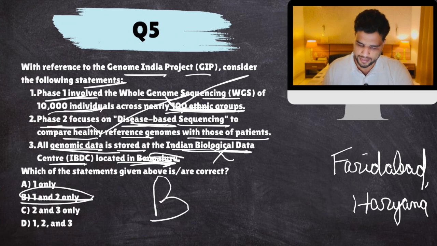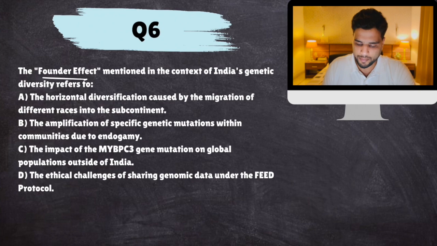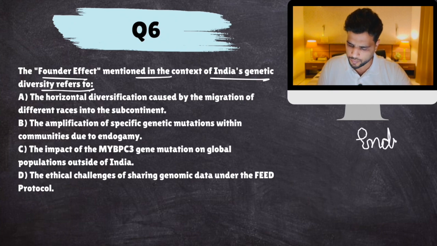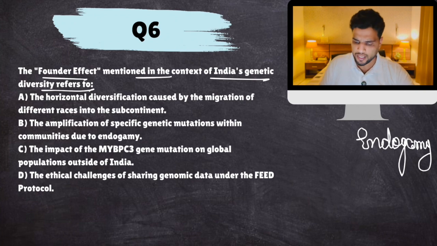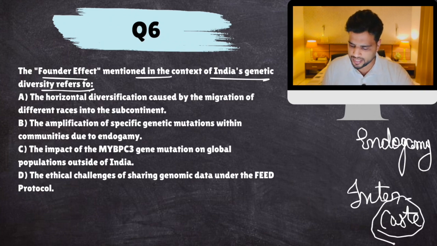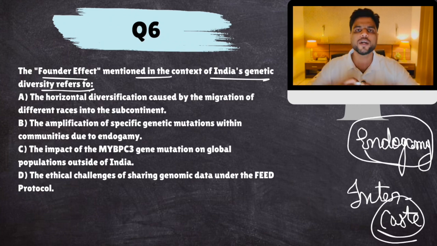Okay, next. The founder effect mentioned in the context of India's genetic diversity refers to. Now, what is a founder effect? Okay, now look, India practices a kind of endogamy. Endogamy means marrying within community. So in India, intercaste marriages are not that common. Traditionally people have been marrying in their own caste. Now, this is an example of endogamy within your community.